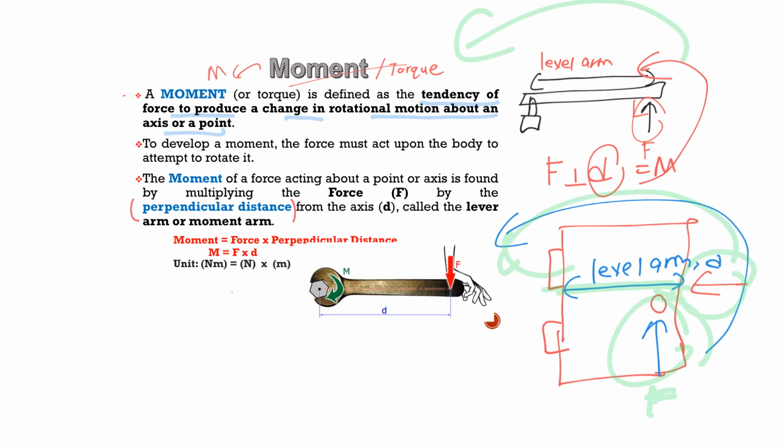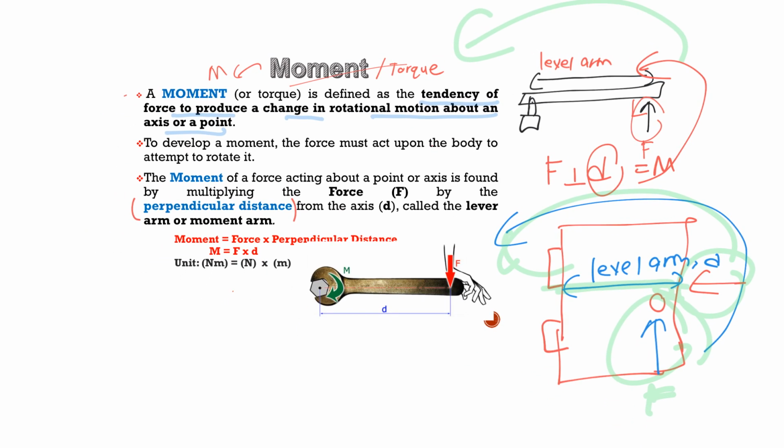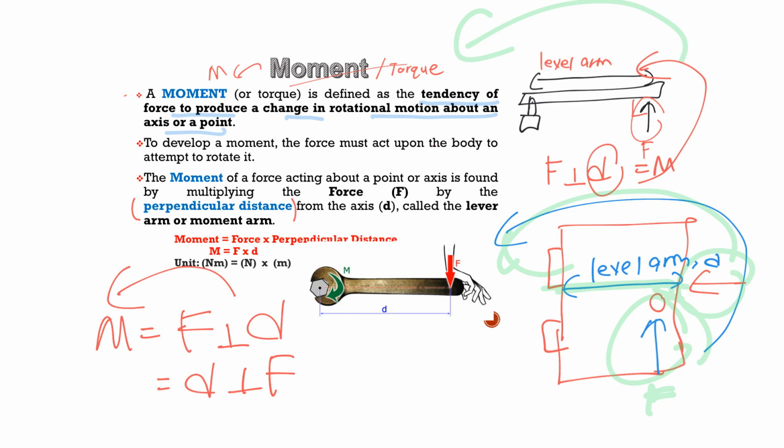The formula for the moment is: moment equals the force, which needs to be perpendicular to the lever arm, times the lever arm. It can also be the lever arm perpendicular to the force. Either one still produces a moment, or we can say it still produces a rotational motion. The unit for moment is Newton meter, or some textbooks mention meter Newton. It's basically the same thing. But here I want to emphasize that for you to produce a moment or torque, you need to make sure your force is always perpendicular to the lever arm.